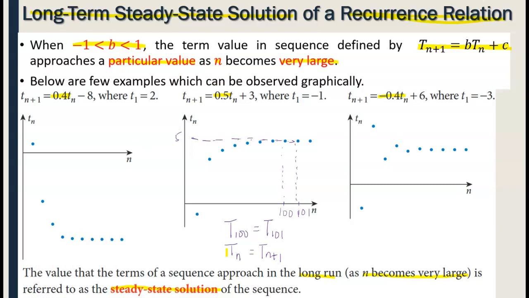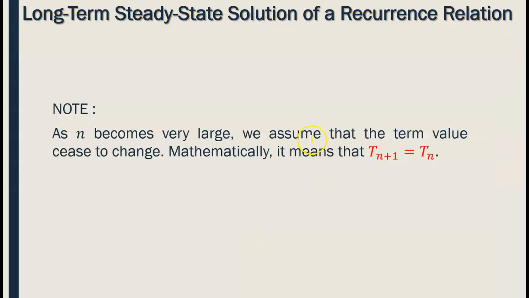When it's approaching steady state, this is the conclusion you can draw, and it's stated in the following slide. When n becomes very large, you can assume the term value has ceased to change. It stopped changing and became constant. So do remember this: the term of n plus 1 equals the term of n.